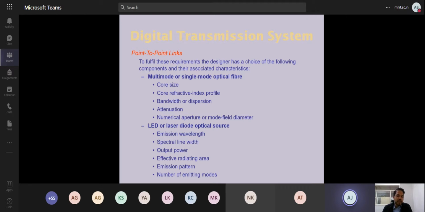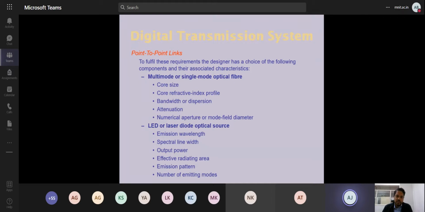So these are things which a designer should consider about what should be the preferred parameter for a particular point to point link. What should be the source? What should be the wavelength? What should be the line width? What should be the power? What should be the effective radiating area?